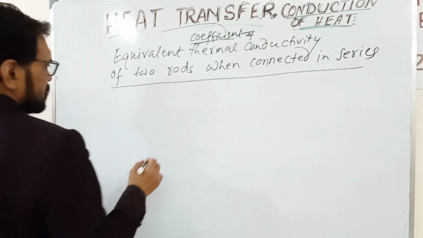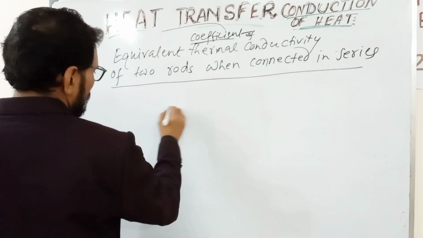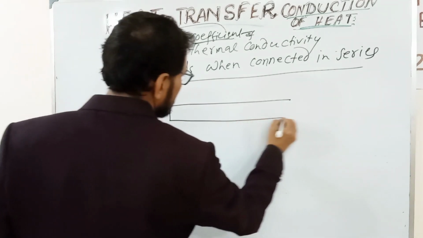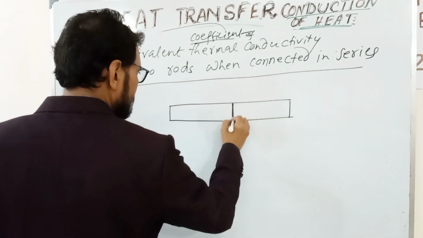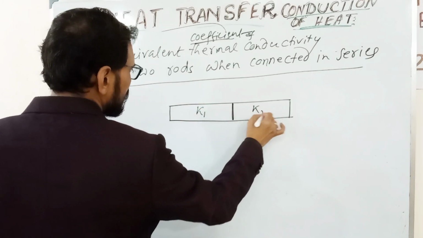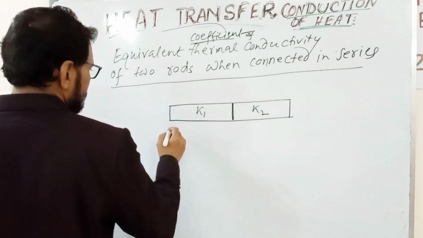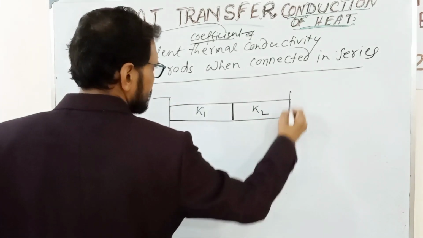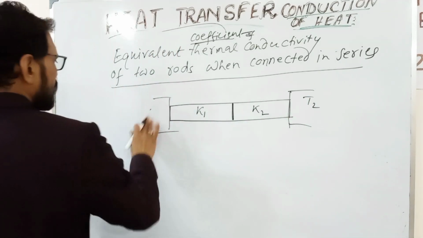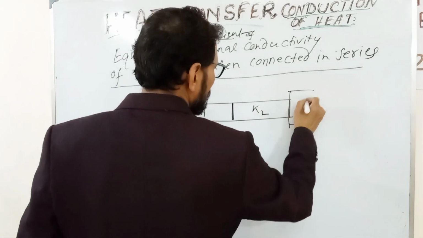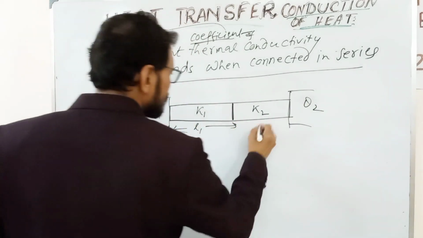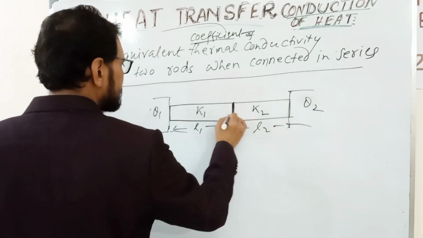Now, what is the series connection? Suppose this is one rod and this is another rod. The coefficient of thermal conductivity of the two rods is different. Suppose this end is hot at temperature theta1 and this end is cold at temperature theta2, the length of this rod is L1, the length of this rod is L2, and the cross section area is A.